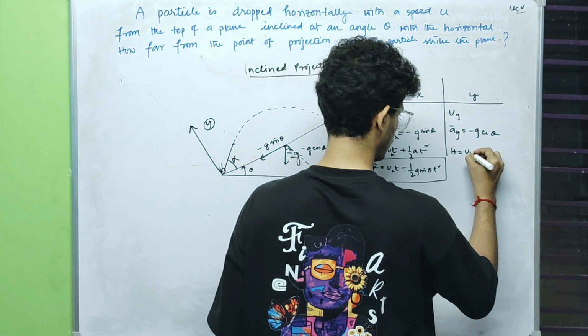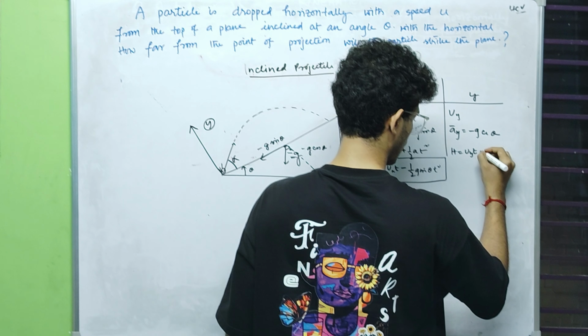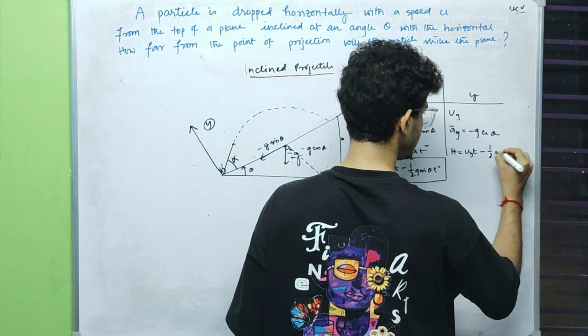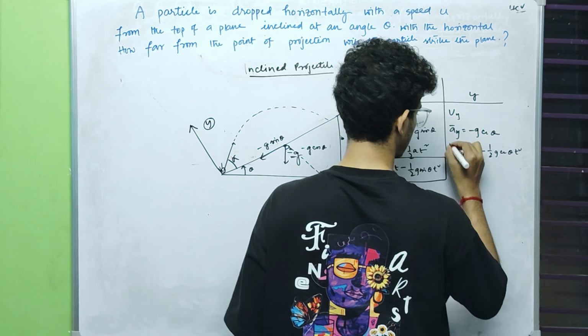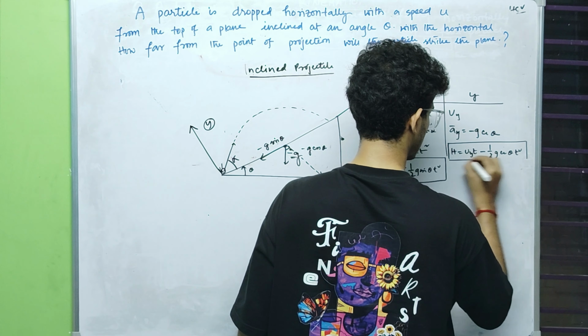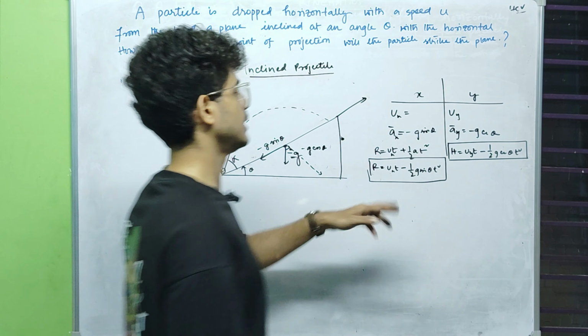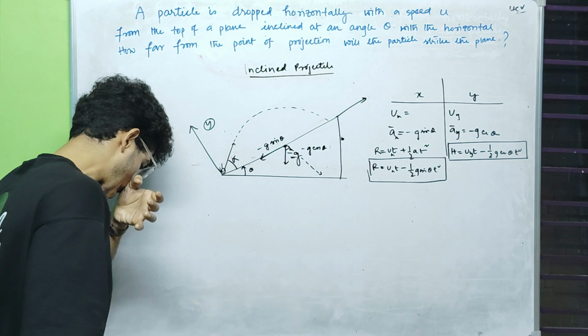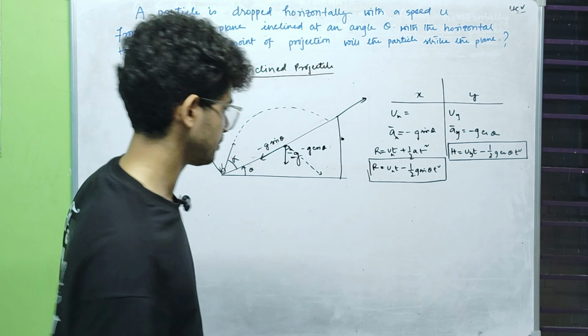And this is my height formula: uy t minus half g cos theta t square. These are the deviations of the formulas from the previous cases.